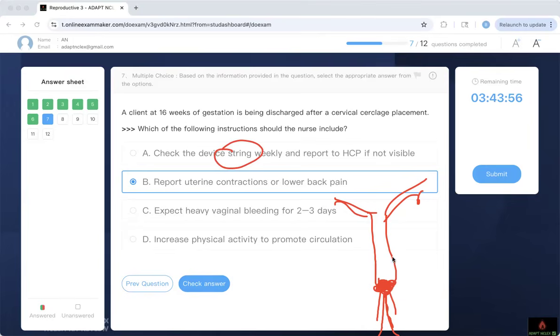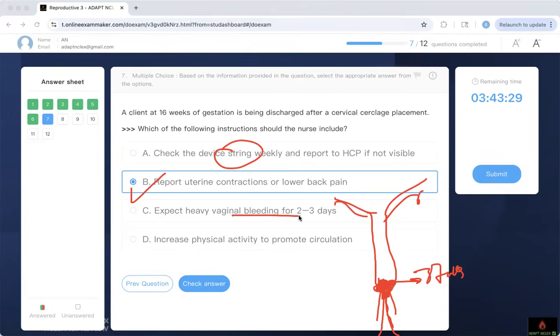What is the problem? This is usually kept in place to 37 weeks until the patient is about to go into labor. And when we remove the sutures, because you can't have the sutures in place while you're in labor, we got to schedule you to come in, and then we'll remove it. Therefore, if the patient starts having signs and symptoms of labor, that's a problem. That's why they got to report uterine contractions, lower back pain. That means signs of labor.